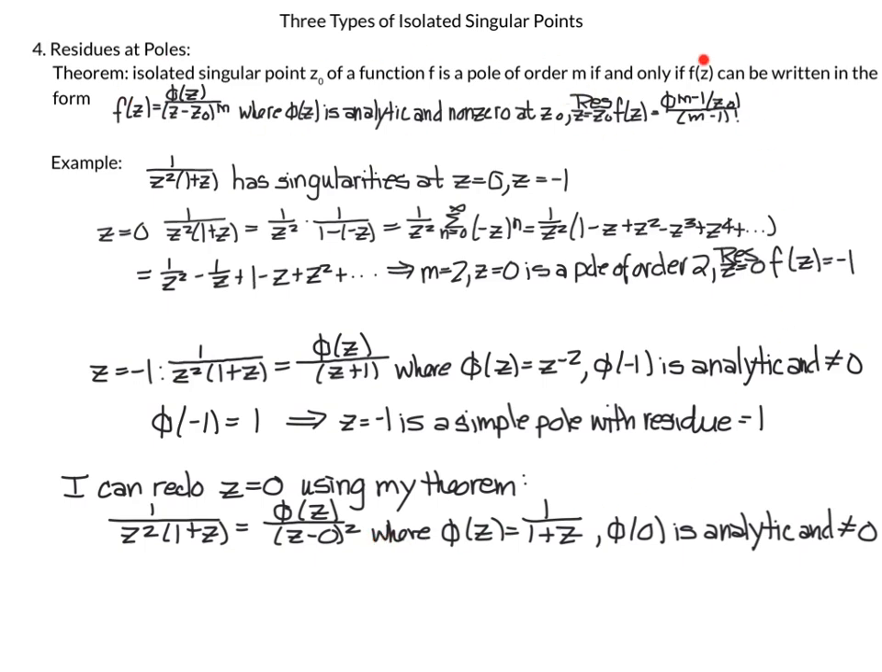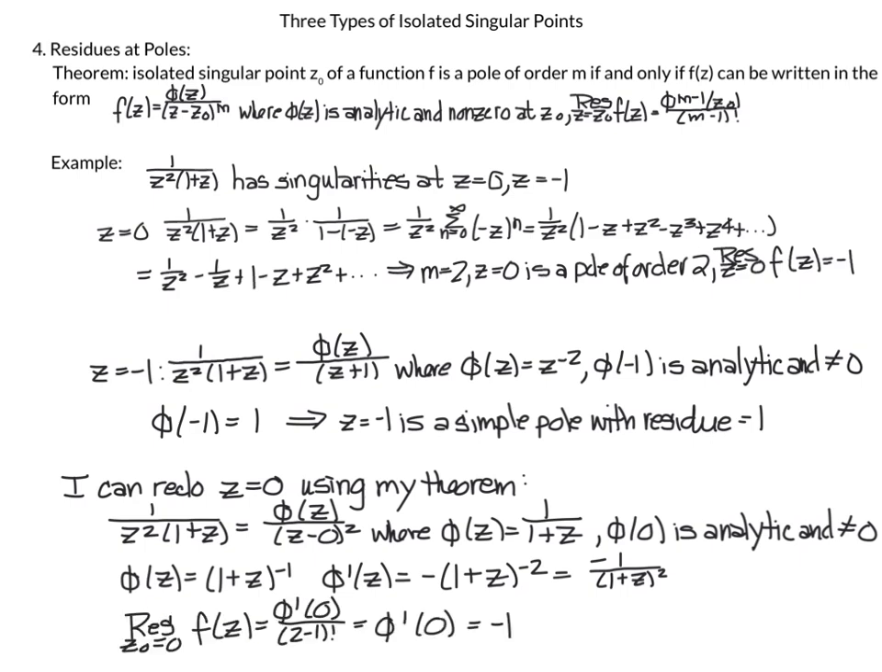Then looking at this theorem to calculate the residue, in this case m is equal to 2, I'll need to find the first derivative of phi. So rewriting phi of z as 1 plus z to the negative 1, I can find the derivative is negative 1 plus z to the minus 2, or negative 1 over 1 plus z squared. Which means my residue at z naught equals 0 of f of z is equal to the first derivative of phi evaluated at 0 divided by 2 minus 1 factorial. 2 minus 1 factorial is just 1, so I get phi prime of 0, which is equal to negative 1, which is the same residue that I found using the Laurent series expansion.